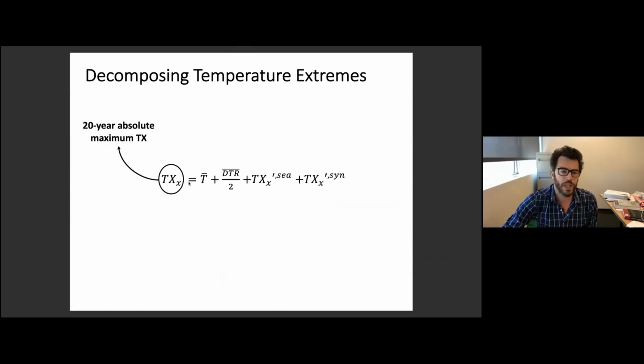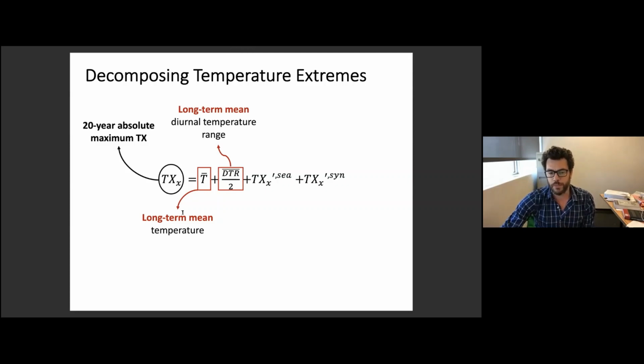And so basically what we can do is to try to express the 20-year absolute maximum temperature as the sum of 4 different terms. One term is related to the mean temperature, which is the calendar day mean temperature. It will vary with the season, for example. Sorry, the first term is the long-term mean temperature. The second term is the long-term diurnal temperature range divided by 2. So the sum of these 2 terms gives us the long-term maximum mean temperature.